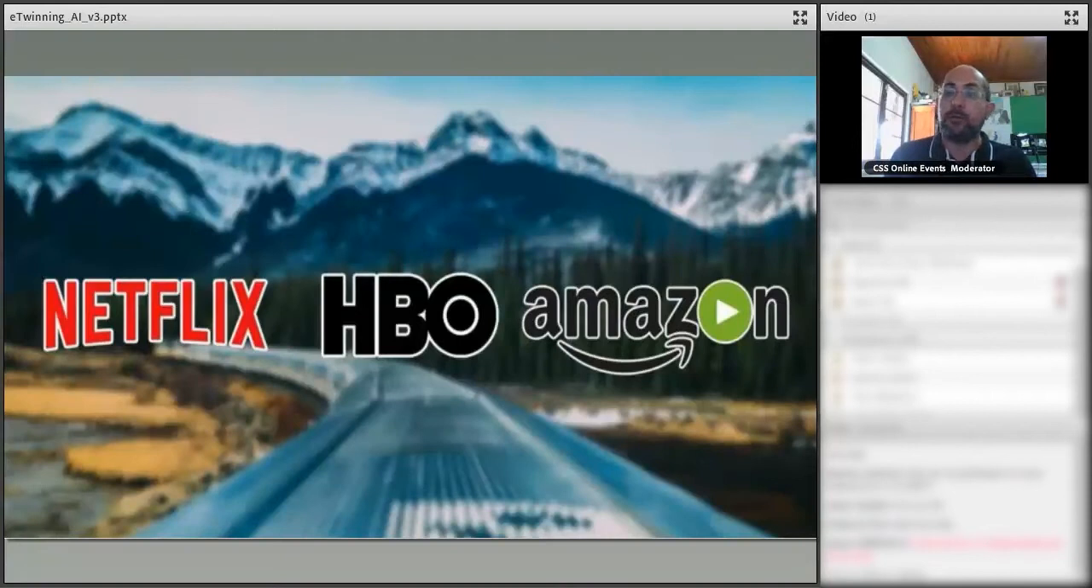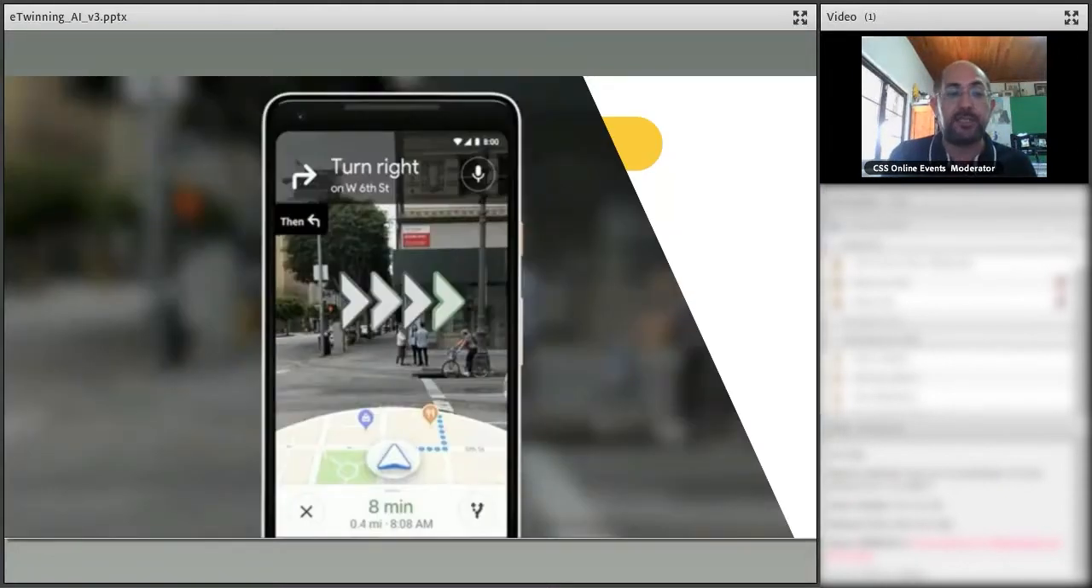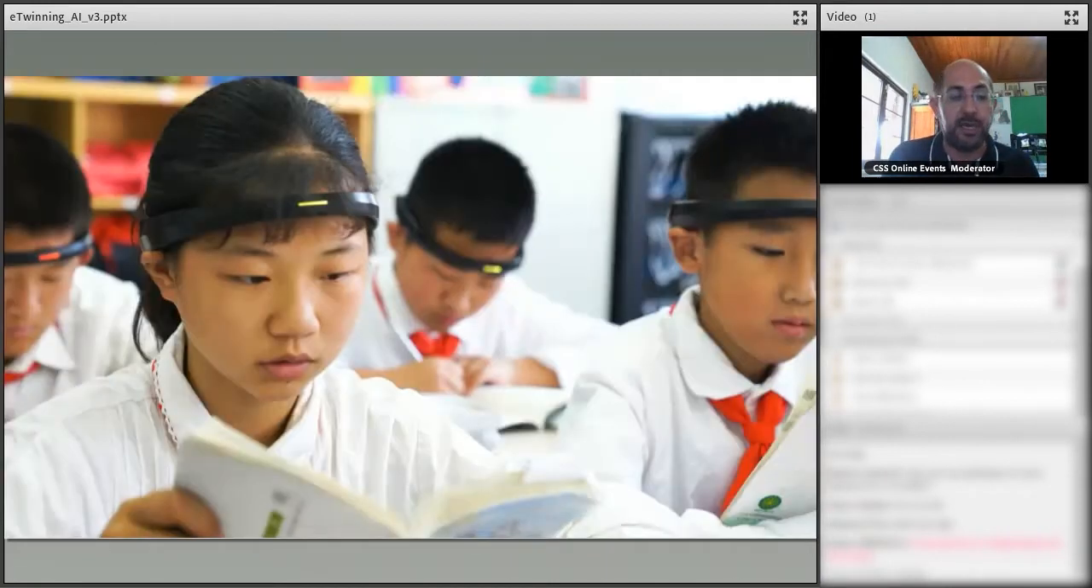If you are talking about streaming providers like Netflix, HBO, and others like Amazon, they are using AI, according to your preferences, to predict what will be the next movie or series you would like to see. So there is AI in that. Other examples, if you are using your smartphone, as I was telling you, Google Maps, for example, is using AI. Other examples, in education, there are a lot of tools and platforms in different aspects that are using AI.